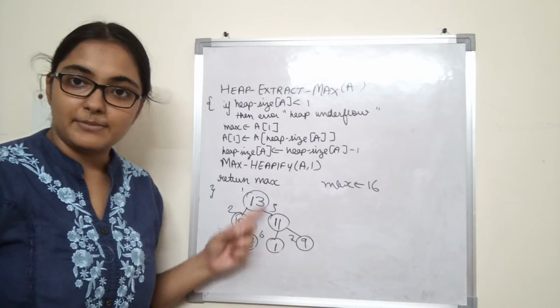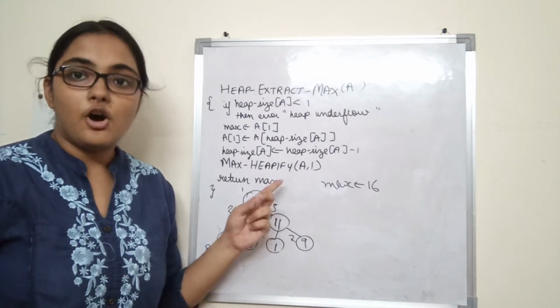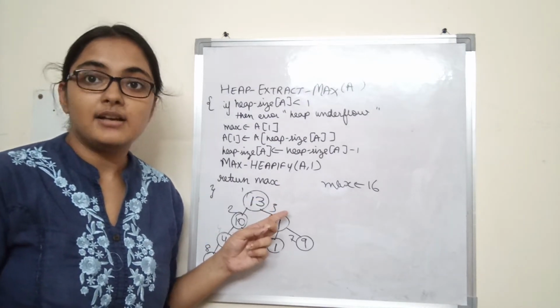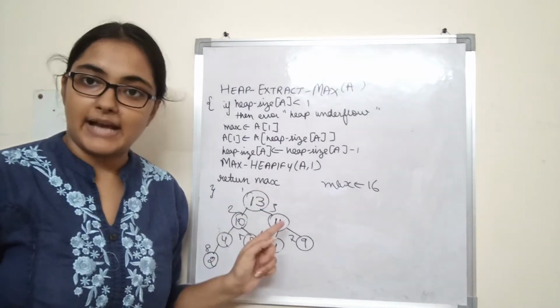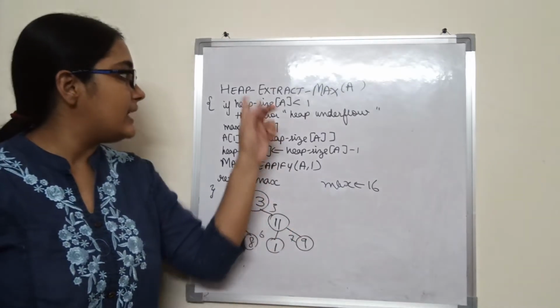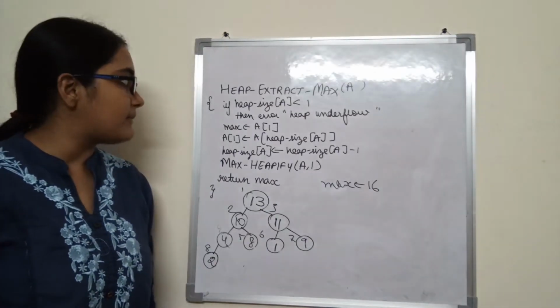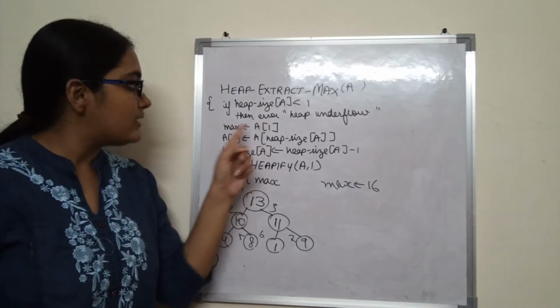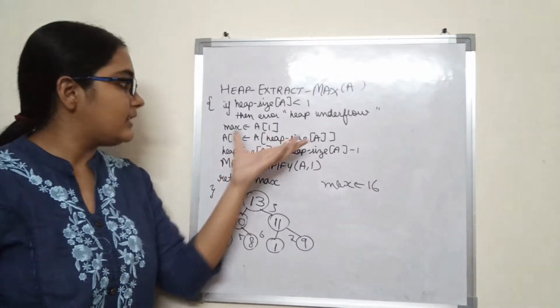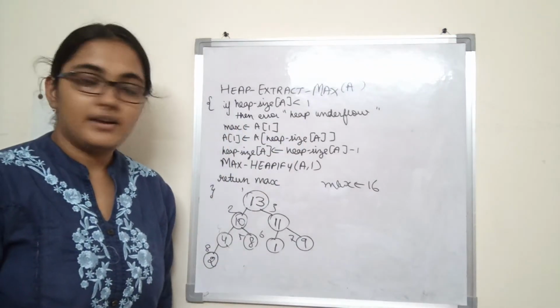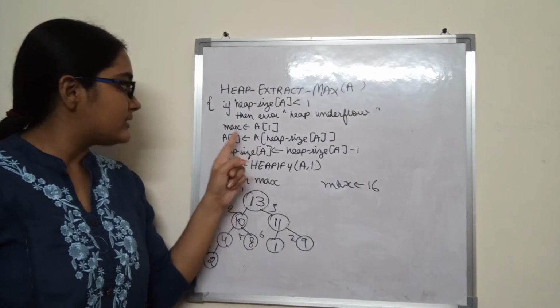We put the last element at the root and called max heapify on the root, to ensure that the resulting structure is a max heap. So that is how the heap extract max method works. Now what will be the time complexity of heap extract max? All these lines will take constant time. Why? Because no loop, nothing else is required. So all these lines will take constant time.